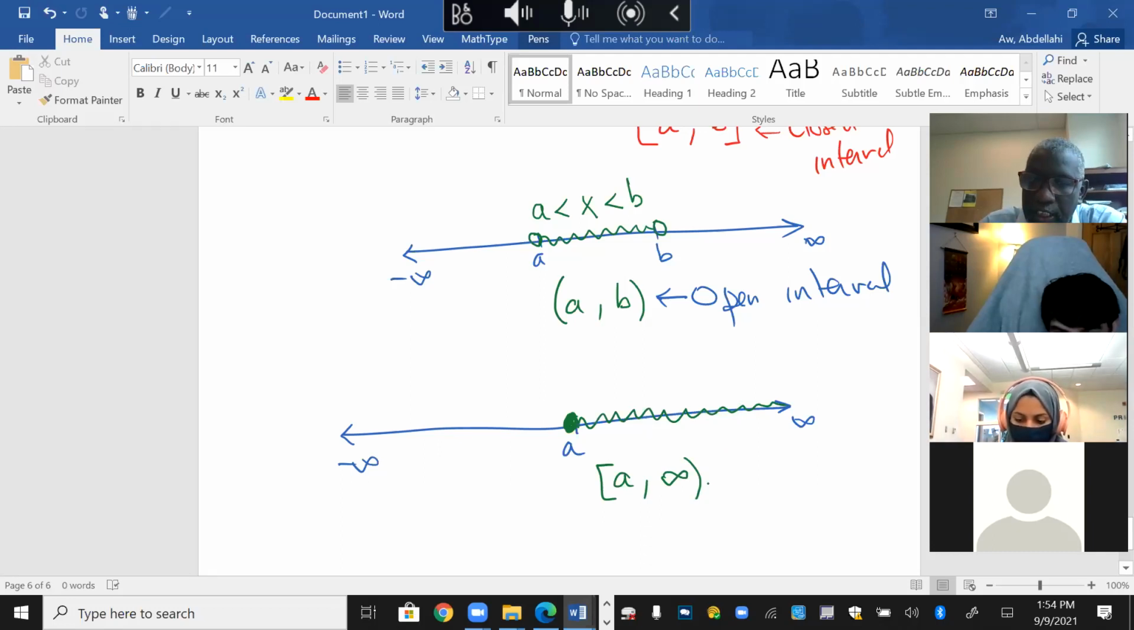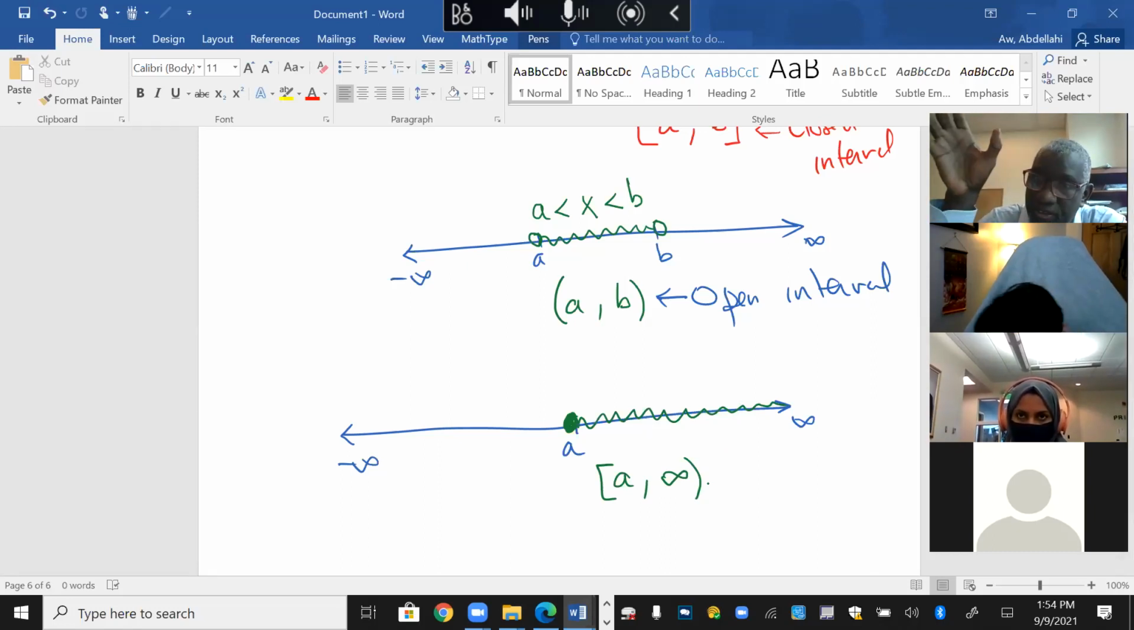After infinity, we always put parentheses because infinity is not a number, right? It is some type of place we will never be in, by the way. We don't equal the infinity. A variable always goes to infinity. A variable cannot be equal to infinity, okay?